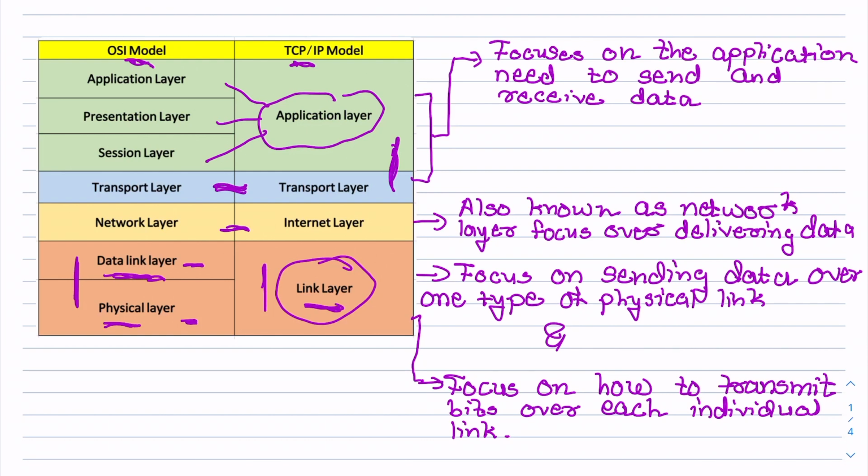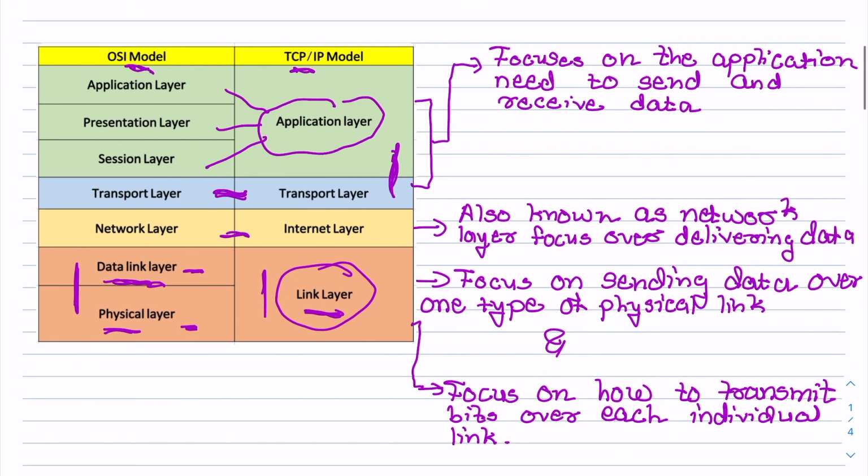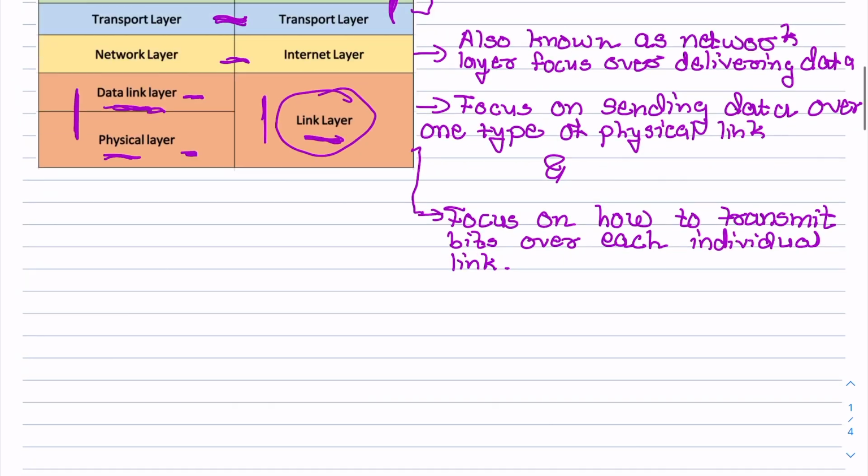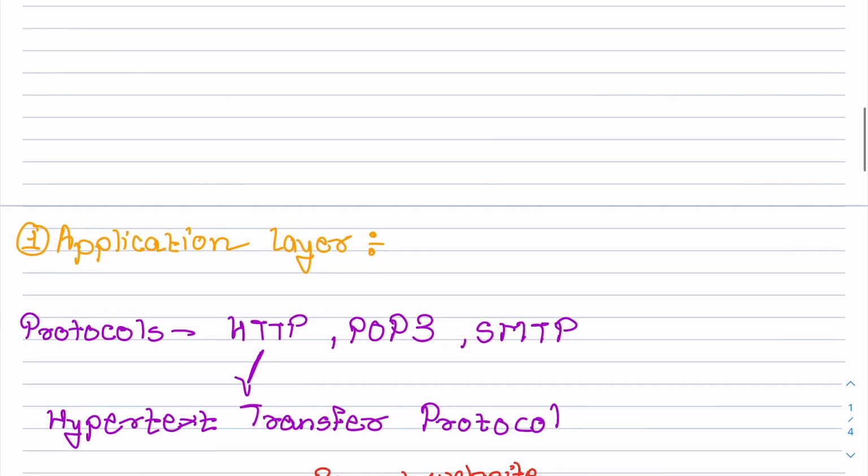Then comes the internet layer, or network layer, which is responsible for delivering the package, or whatever we are sending, to the server or any other computer. And the final one is the link layer, which focuses on sending data over one type of physical layer, and is also responsible for how to transmit the bits over each individual link. We are going to learn all of the layers in detail, so let's start with the first layer, the application layer.